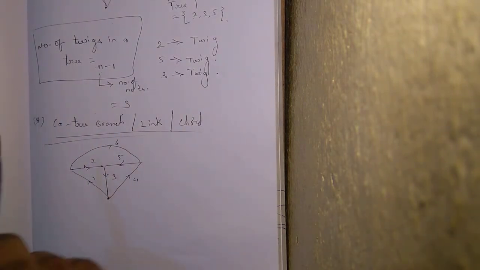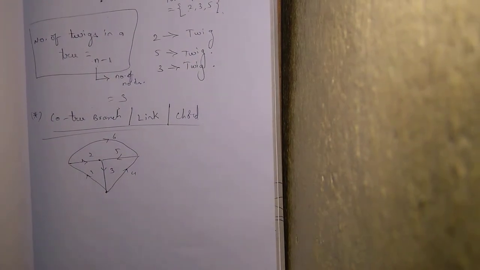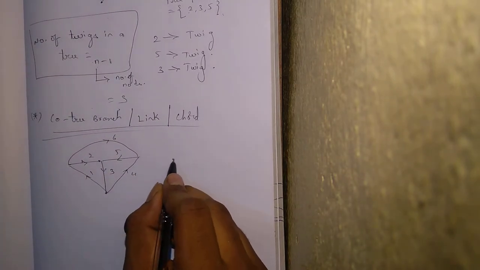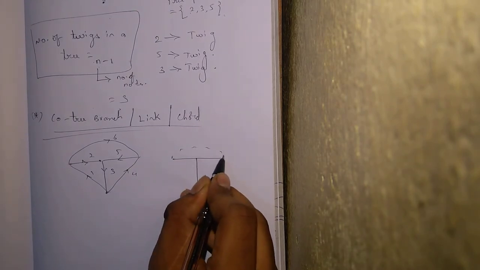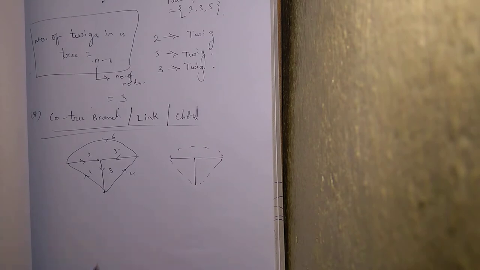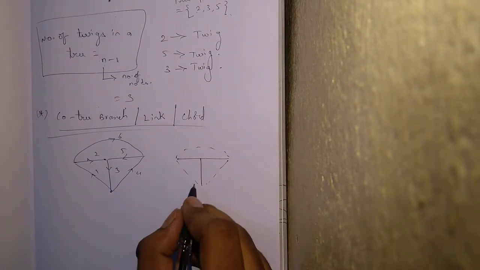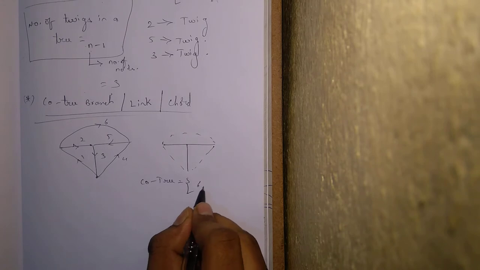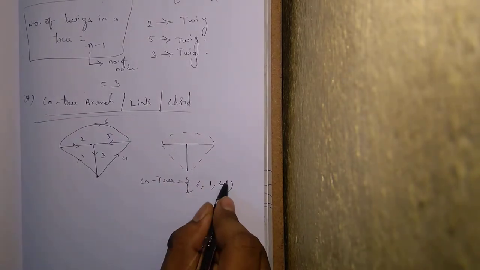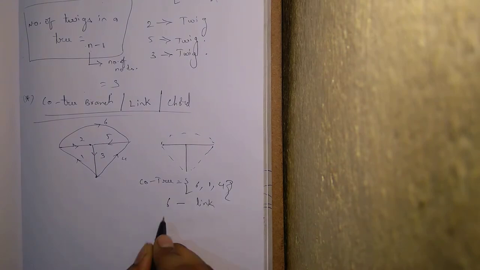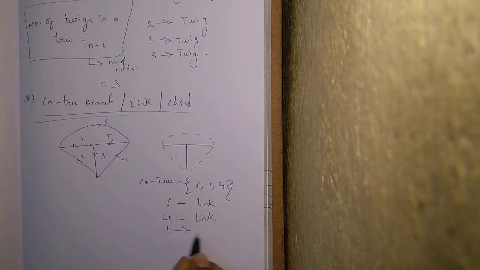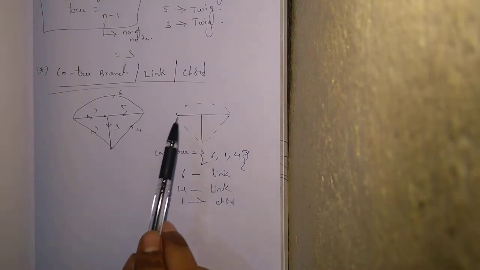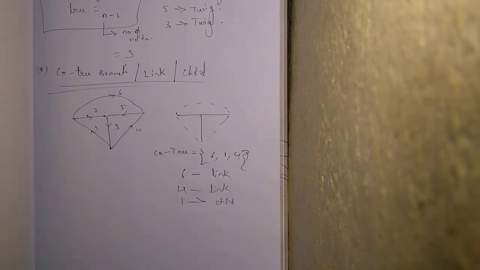So the branch of a tree is your tree branch, right? Then obviously what will be your co-tree branch? The branch of a co-tree is your co-tree branch or link or chord. As simple as that. See, this is my tree, right? So this will be my co-tree. Am I right? Your co-tree is formed with the branches 6, 1 and 4, right? 1, 4 and 6, right? So your 6 is a link and your 4 is a link and your 1 is a chord. Chord is nothing but link, right? I'm just trying to confuse you, that's it. So the branches of your co-tree are nothing but your link or chord or co-tree branch, that's it.